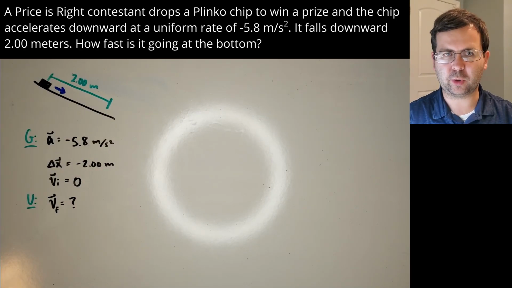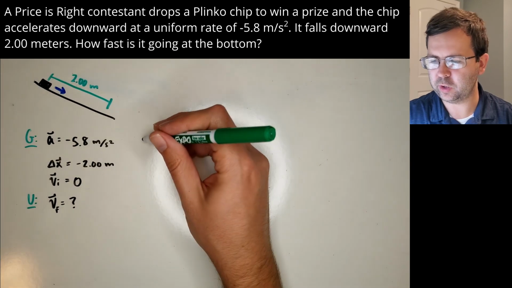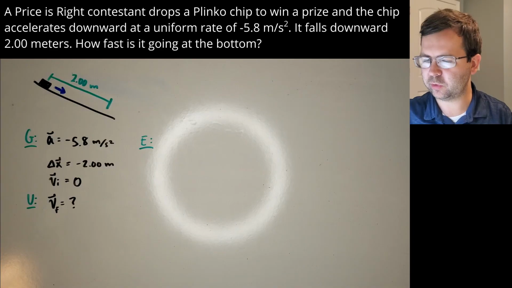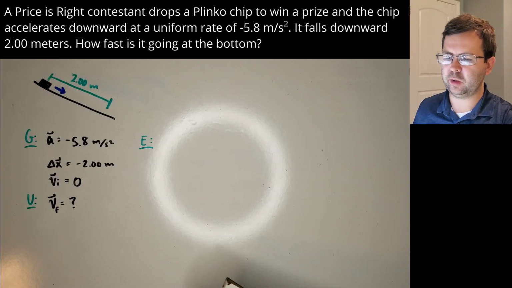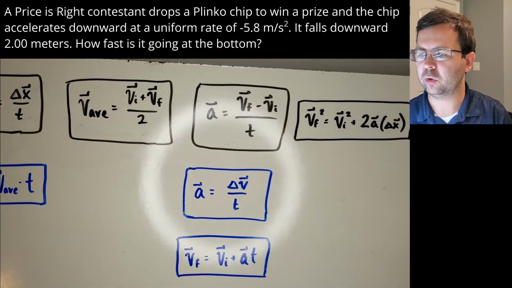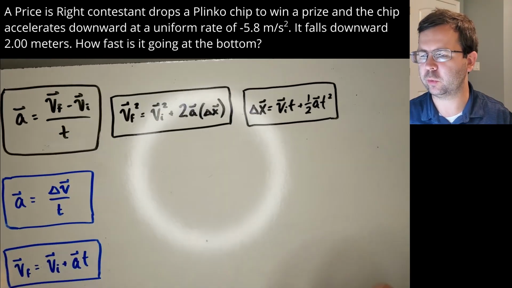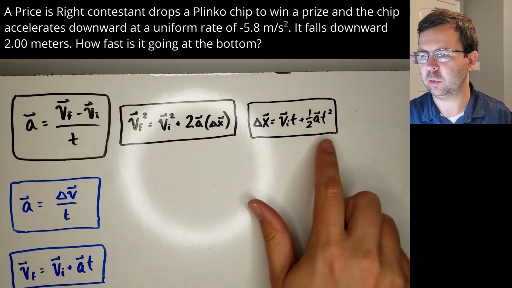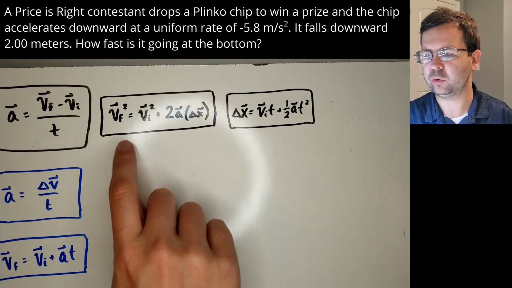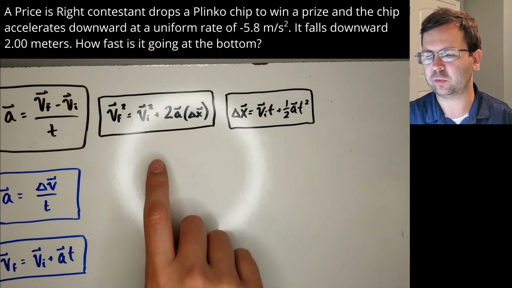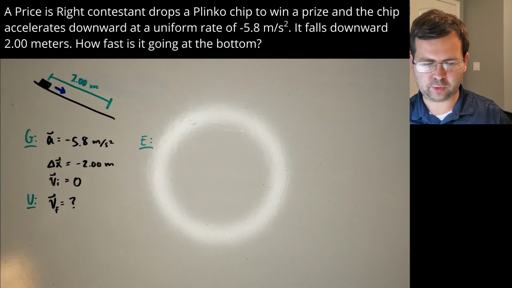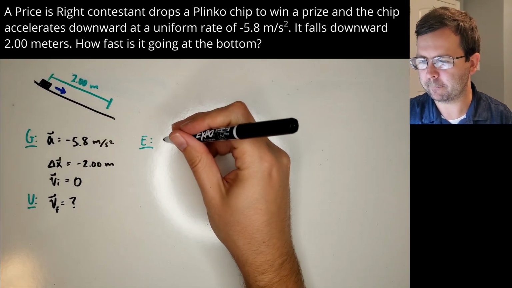Okay, so with that in place, we are able to look for an equation now that can piece everything together. We're looking for a final velocity. We have an initial velocity and a displacement and an acceleration. So I see two equations that have displacement in it, but we don't have a time for the descent of the puck. So let's use this equation. We're looking for the final velocity and we have everything else. So we'll use this final velocity squared equation.